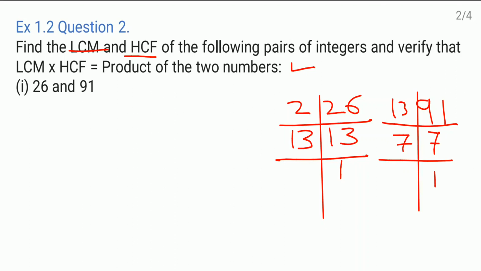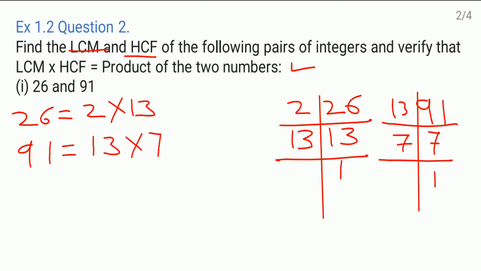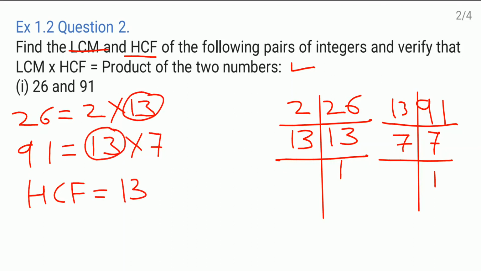So here I'll write 26, which is equal to 2 into 13, and 91, which is equal to 13 into 7. To find the HCF, just look at which is the common number here. 13. This 13 is there. So 13 is the HCF. For the LCM, I'll write 13, which is common, only once, and the remaining factors 2 and 7.